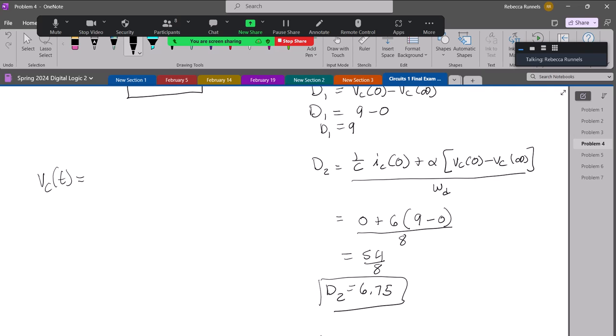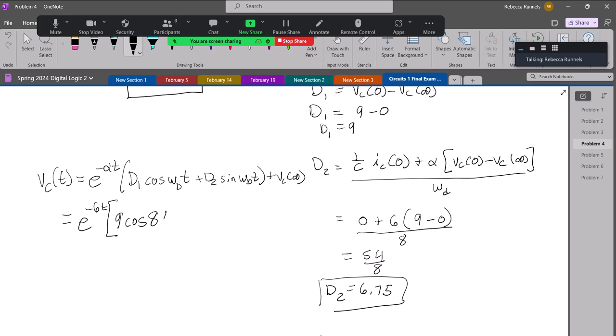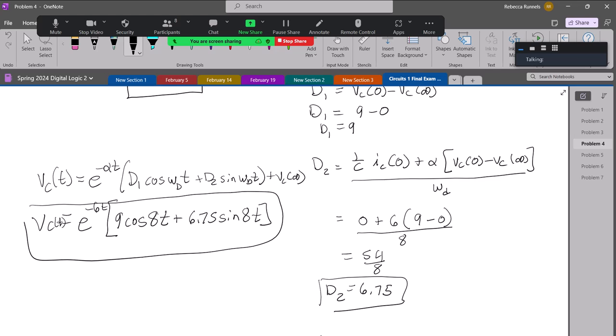So D2 is 6.75, and then VC of t equals e to the minus alpha t, so this is just the formula on that page, e to the minus alpha t times D1 cosine omega D t plus D2 sine omega D t plus VC at infinity. So that's e to the minus 6t times D1 is 9, cosine omega D was 8t, plus D2 is 6.75, sine 8t, plus VC at infinity was 0. So here is my answer.